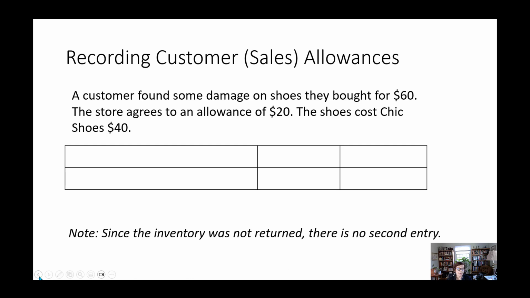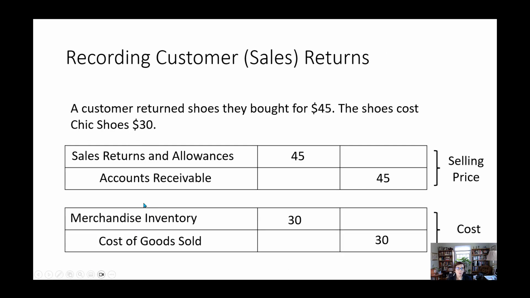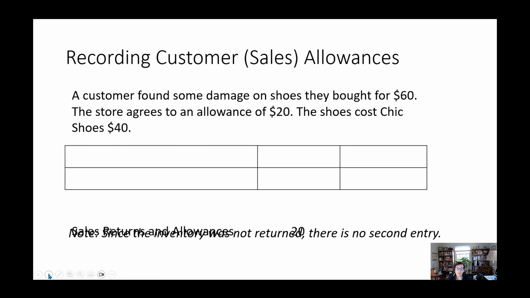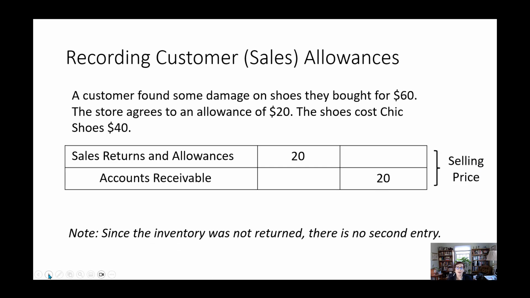We don't have to put the inventory back in and reduce the cost of goods sold because we're not getting the inventory back. So we're just going to debit sales returns and allowances for $20 because we gave them a reduction in price of $20. And we're going to credit accounts receivable because the customer is not going to pay us that $20. Okay? So a sales return and a sales allowance are very similar, except the sales return you have to put the inventory back in and the sales allowance you don't.